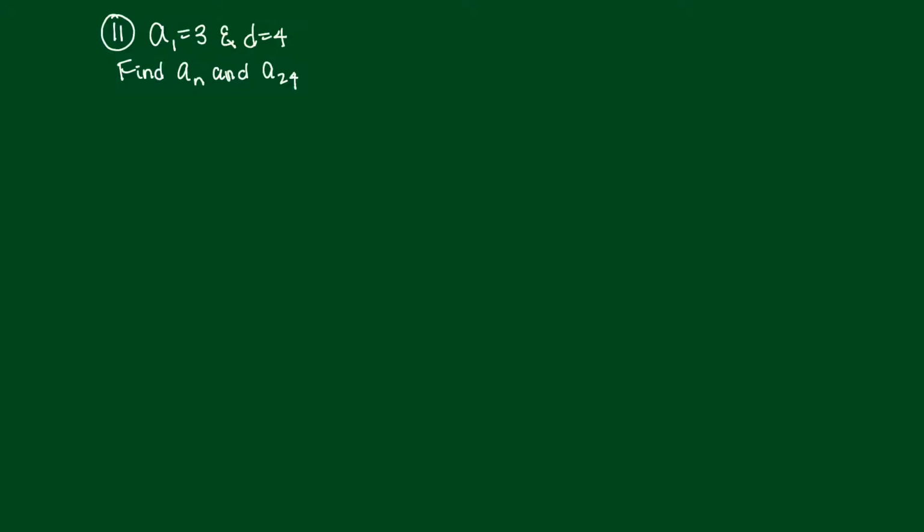We are given that in some arithmetic sequence, the first term, a sub 1, is 3, and the common difference is 4. So we want to find the general term and then find the 24th term.